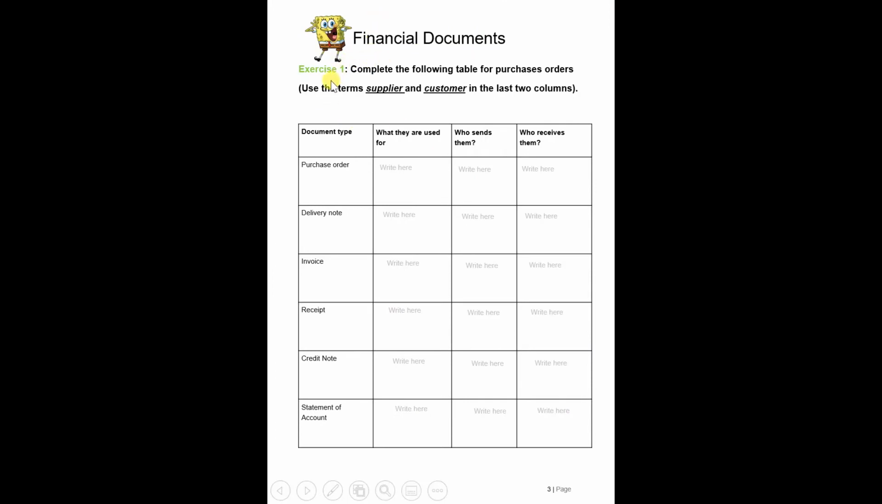Lesson 12, financial documents. The best way to learn about financial documents would be to actually start filling them in. So we're going to have a go at those and we're going to look at some and we're going to go from there. Exercise 1.